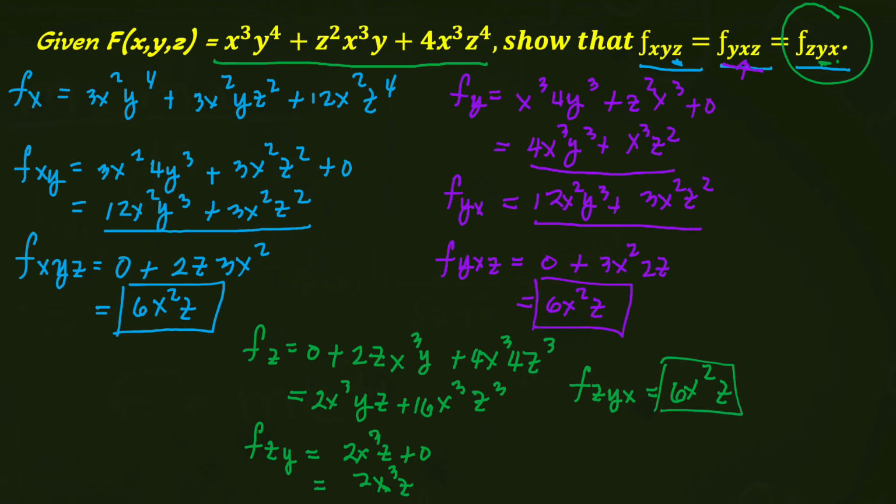And did you notice that all of the values here are equal? So f sub xyz is 6x squared z. Same also with f sub yxz, which is 6x squared z, and the last here. So therefore, we were able to show that f sub xyz is equal to f sub yxz and also equal to f sub zyx. I hope you understand that.